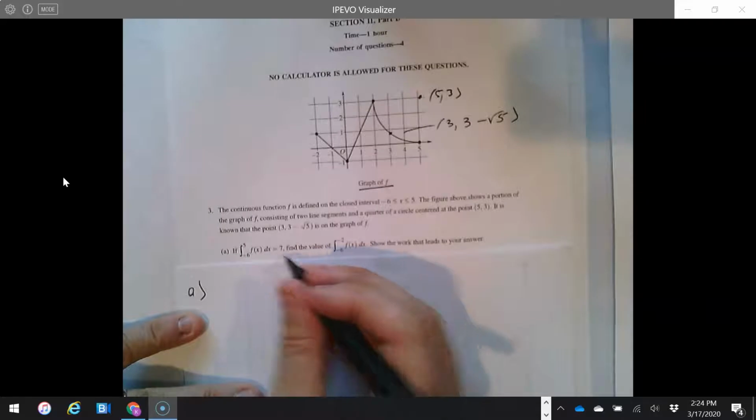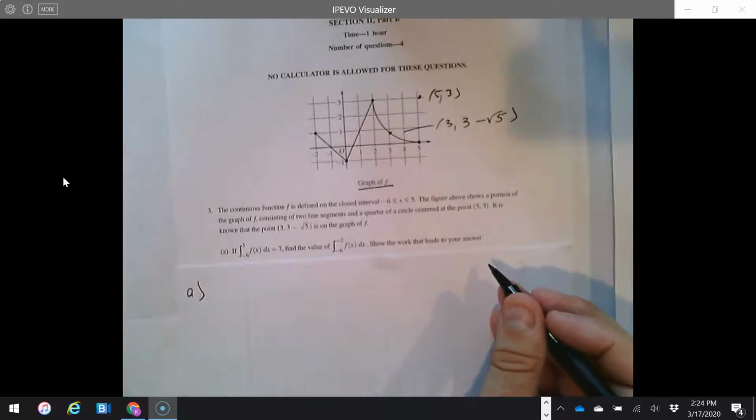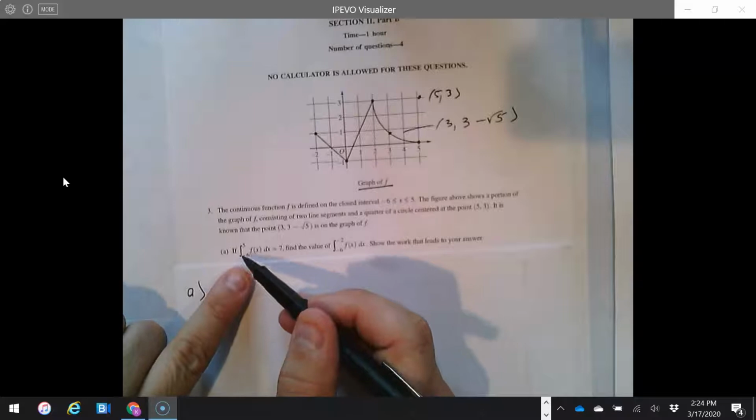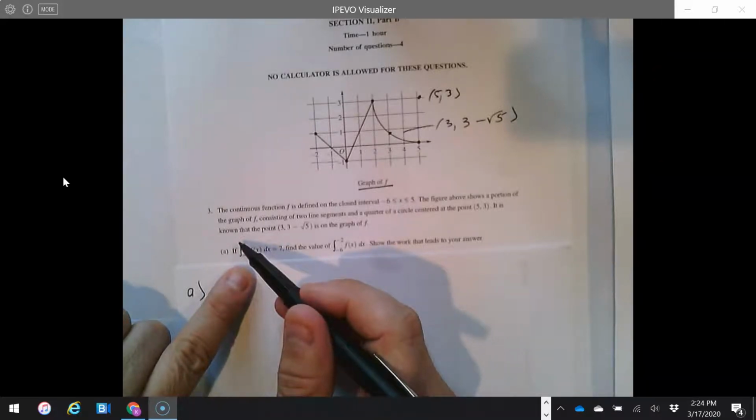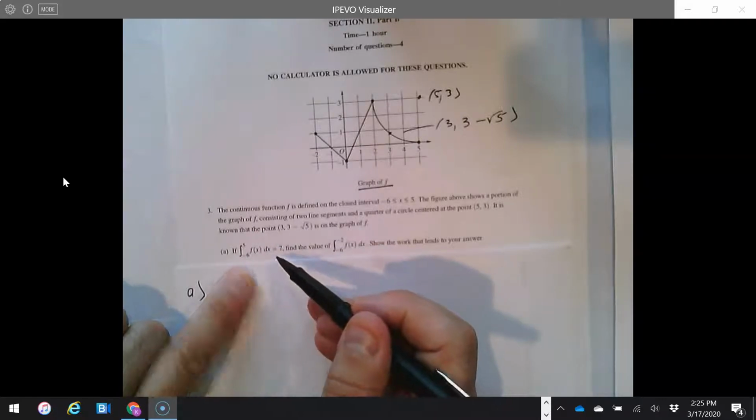In part A, if the integral from -6 to 5 of f of x dx is equal to 7, find the value of the integral from -6 to -2. Show the work that leads to your answer. Okay. So they're telling me that the area bounded between x equals -6 and x equals 5, the graph of f of x and the x-axis is equal to 7.